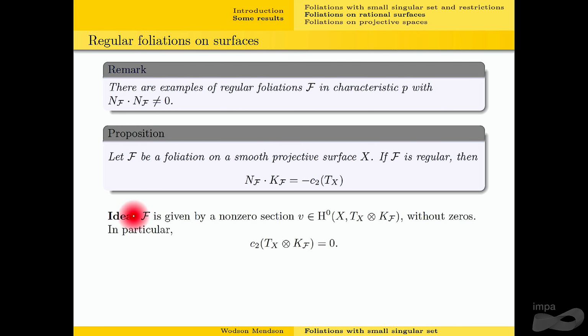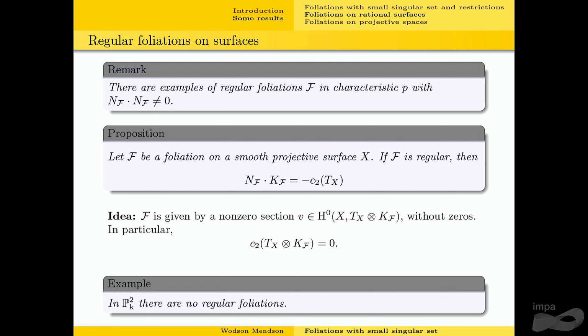And we also have this restriction. You have a regular foliation on a smooth projective surface. Then we have this formula here, which compares this intersection with the second Chern class of the surface. The idea of the proof is just to expand this formula using the relation with the first Chern classes and so on. But we can use this to check that in P2 there are no regular foliations, for example.